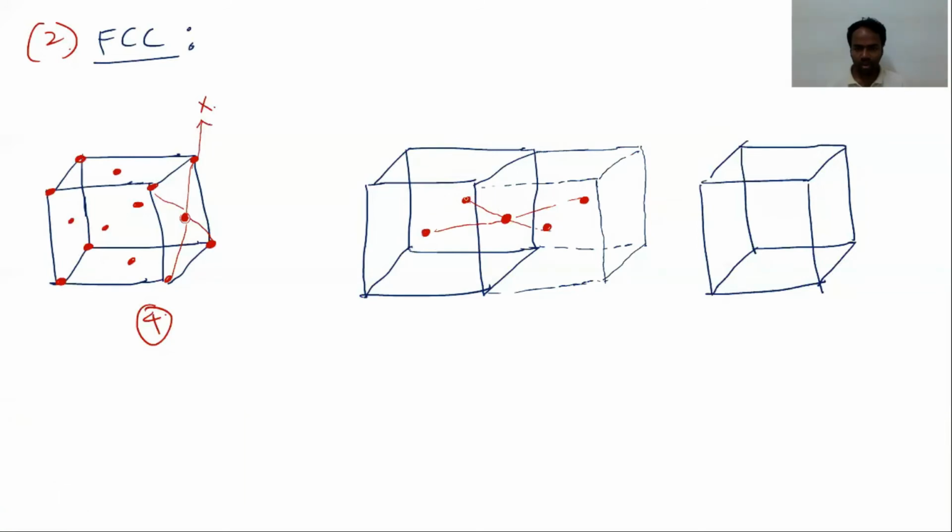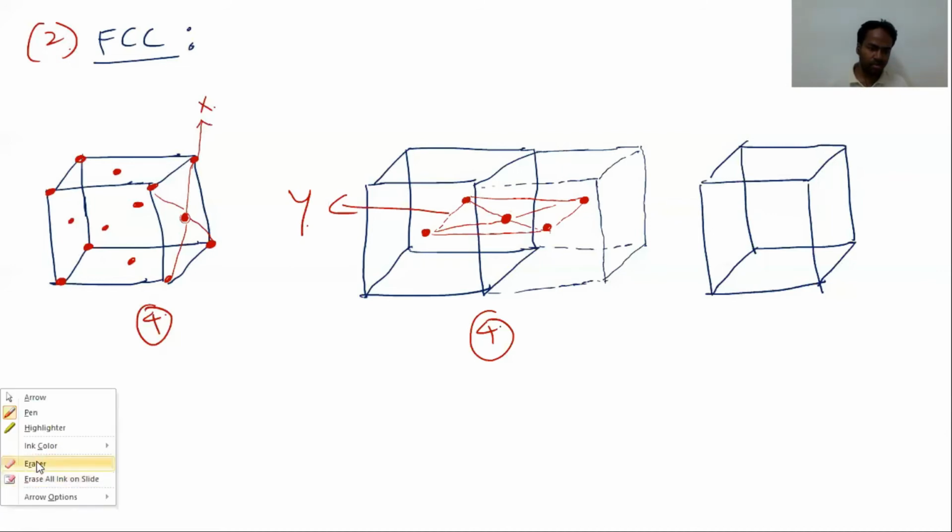So this is the plane. If this is the x axis, this is the y axis. So for this, how many nearest neighbors are there in the y plane? Total 4.